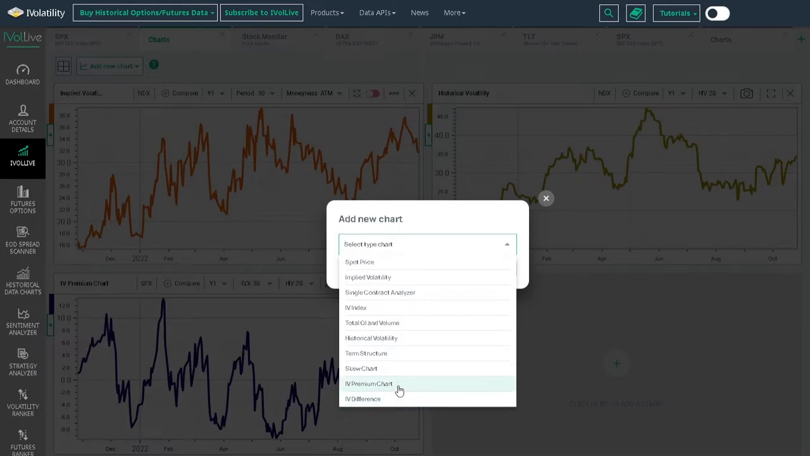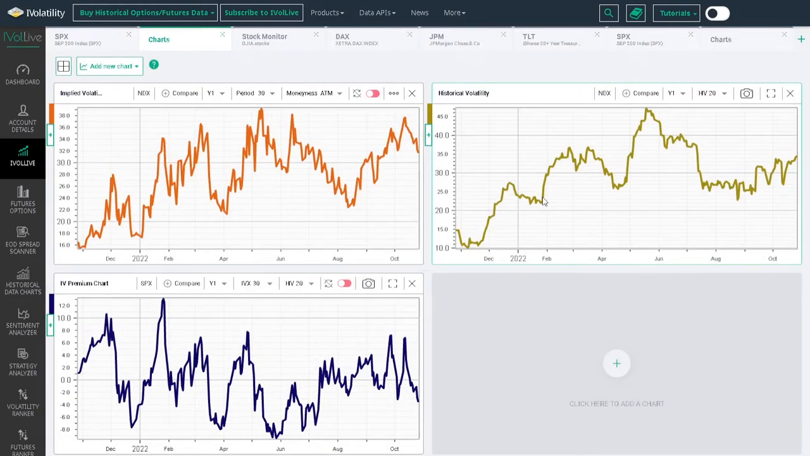And you have the IV premium chart as well, which allows you to quantify the richness or the cheapness of implied volatility. Again, please have a look at the videos that we've produced recently on the YouTube channel for more information. But today I really want to talk about the single contract viewer.